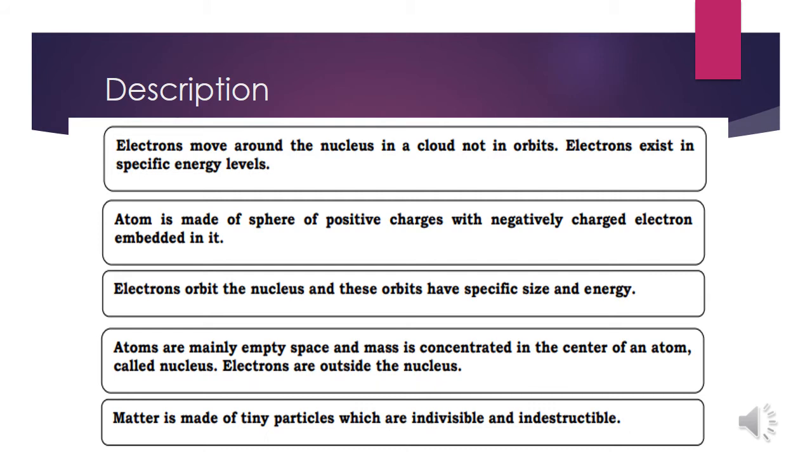These orbits have specific size and energy. Pang-apat, atoms are mainly empty space and mass is concentrated in the center of an atom called nucleus. Electrons are outside the nucleus. Panglima, matter is made of tiny particles which are indivisible and indestructible.